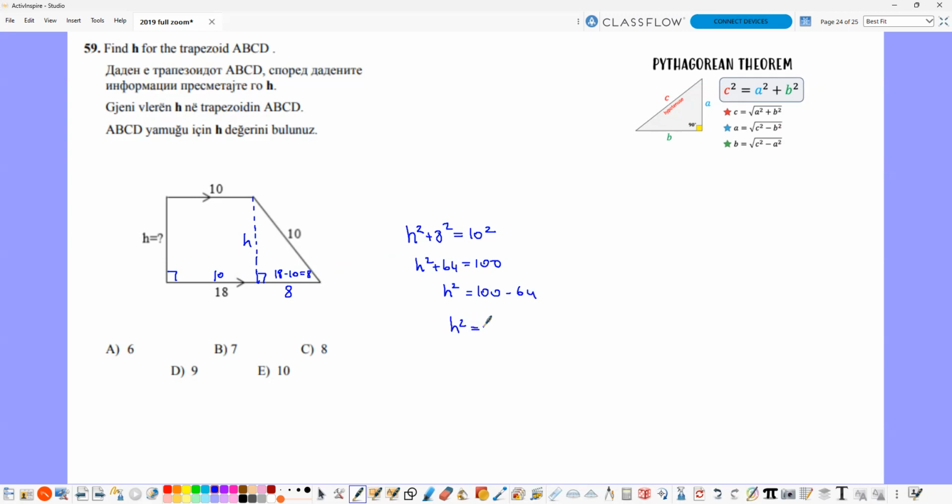H squared is equal to 36. I mean 36, it should not be 16. Then the square root of 36, h is equal to, ladies and gentlemen, h is equal to 6, and the answer is A.